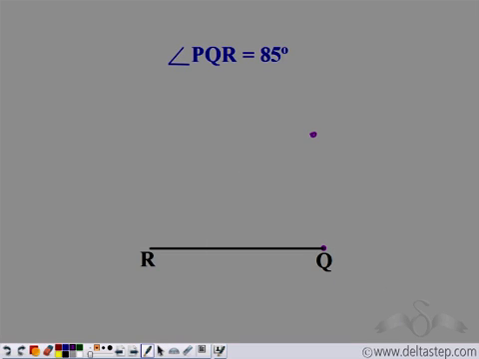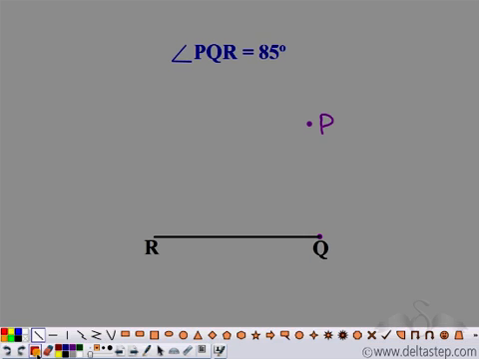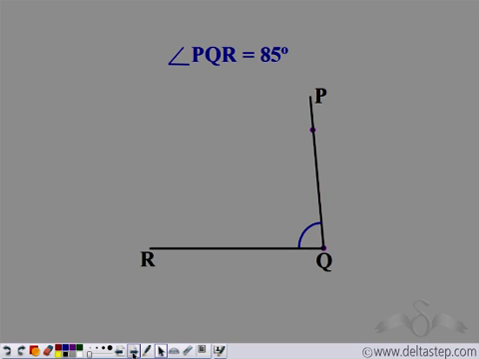So we mark this point. We call this point P, and then join Q and P to get angle PQR. So this is angle PQR equal to 85 degrees. This angle is 85 degrees. So this is how we draw angles using a protractor.